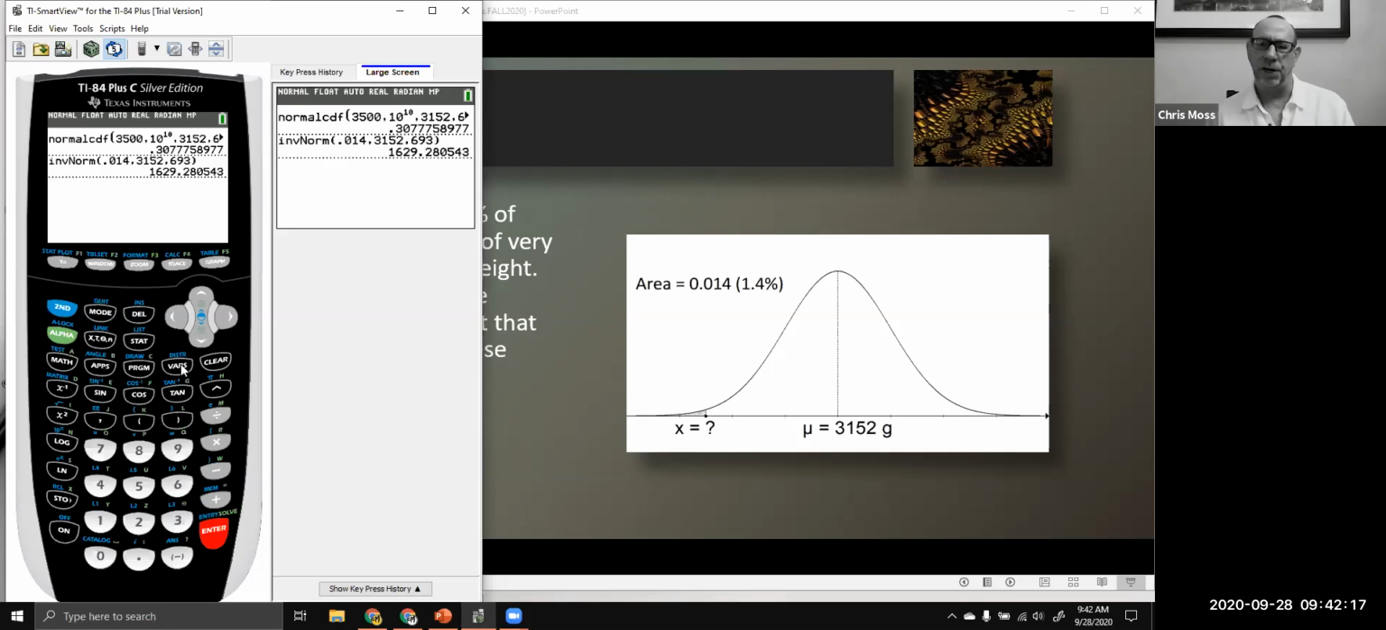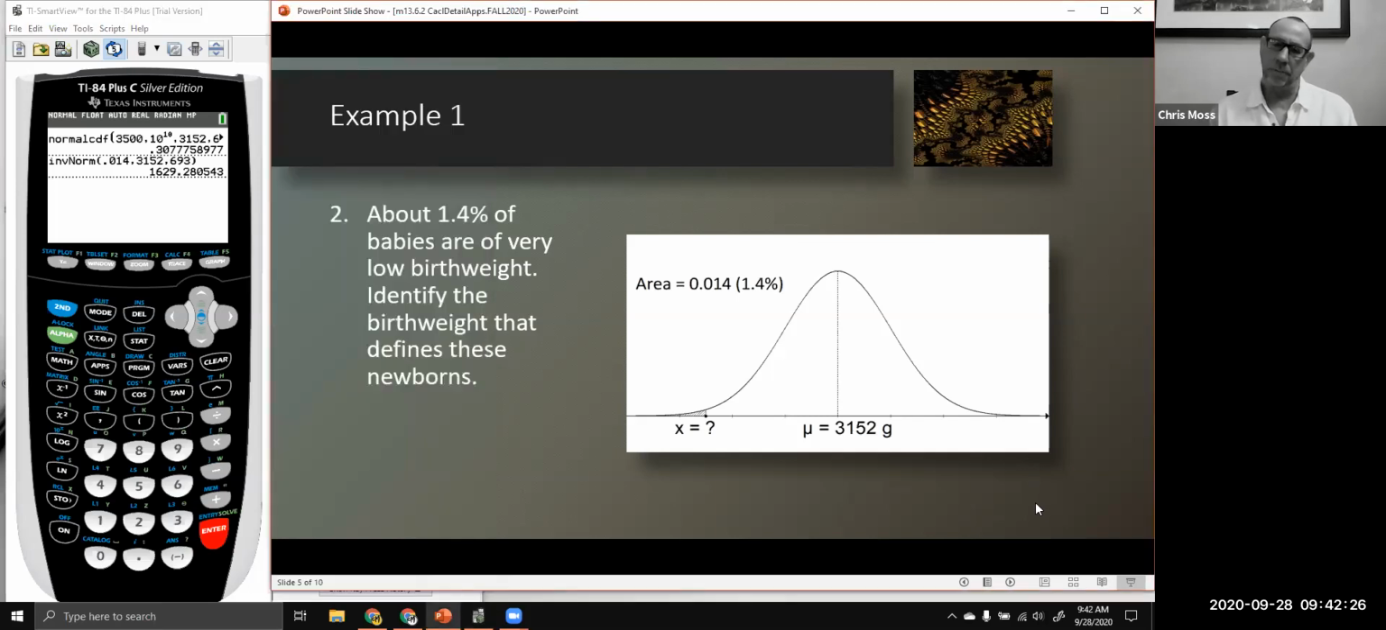1,629 grams and change. Since my statistics are in whole numbers, I'm going to go ahead and round that to a whole number also. So that weight, 1,629 grams, defines the lowest 1.4% of babies. If you're lighter than that, you're a very small baby.